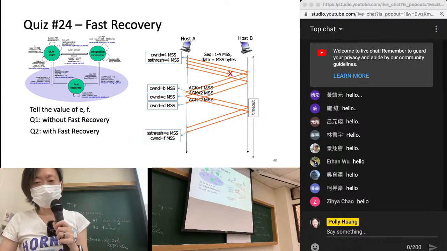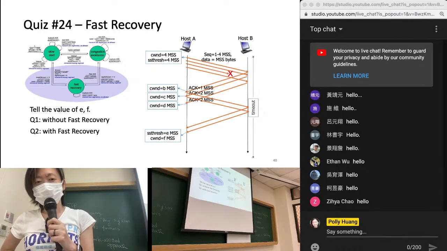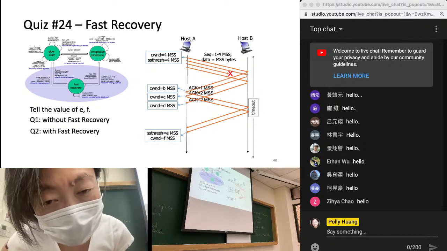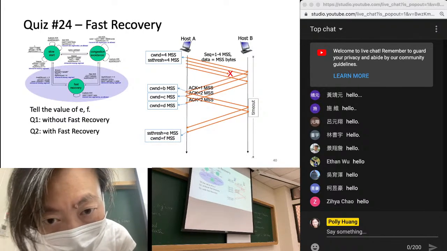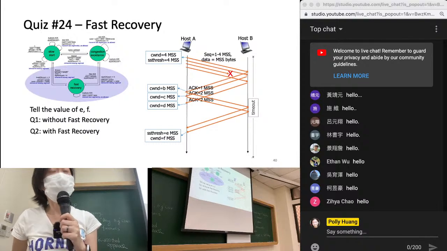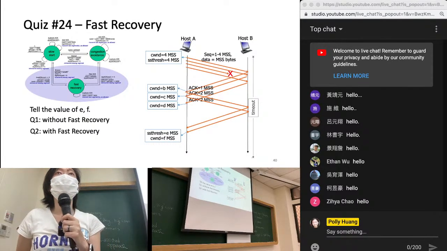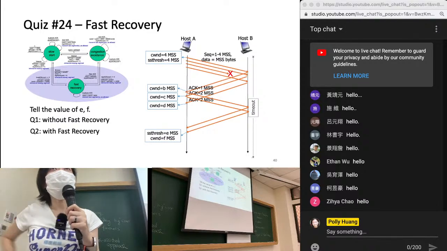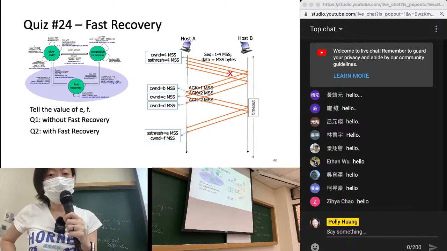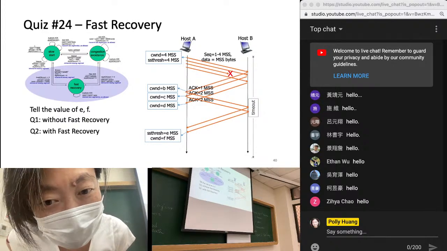Anyone? It's quite straightforward, isn't it? Okay. Of course, we know already, right? The value of D is 4.49. So what should be the value of E? Wei Yao? The value of D divided by 2. Exactly. Value of D divided by 2.